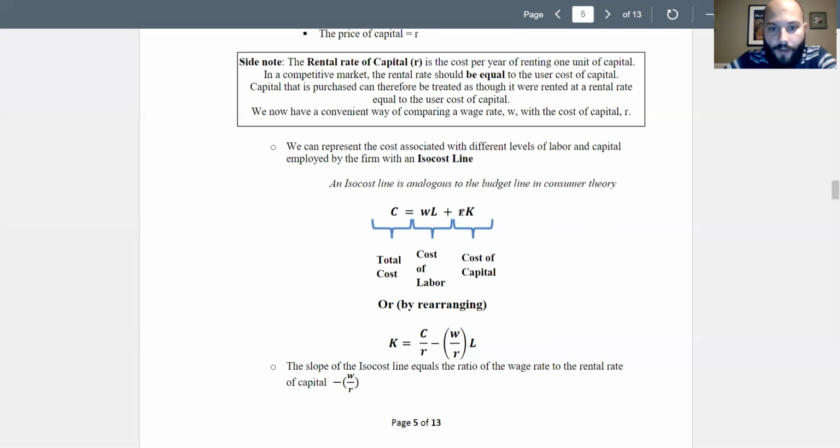Just like before, we could graph this out. The endpoints of this isocost line are going to show us, if we only hire labor, given some total cost constraint, how many laborers or workers could we hire? Or likewise, if we only hire capital, how much capital could we hire at a given cost? Those are going to be the endpoints of our isocost line. And just like before with the budget line, we can see that the slope is going to be negative W over R, or the price ratio.